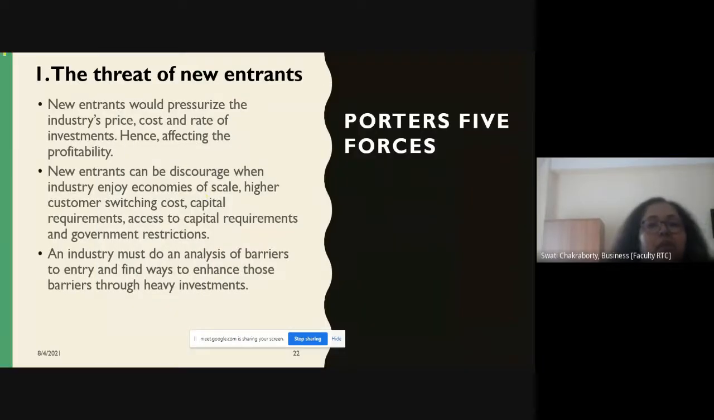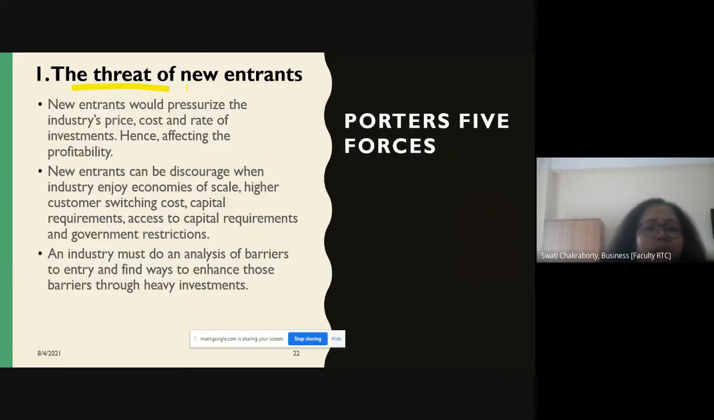Okay, so the first force is the threat of new entrants in the industry. That threat is always there. Today you may be the only one in that industry, but tomorrow you will have competitors. And new entrants, that is new competitors, will always put pressure on the price, cost, and the rate of investment in the industry, which affects the profit.